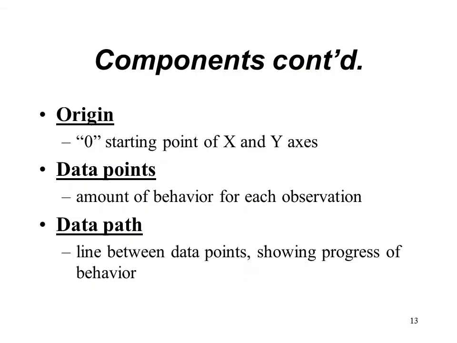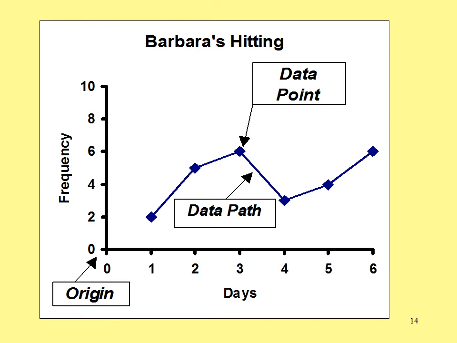Some other components. The origin is the starting point for the 2 axes. So it's the point in the corner where the x-axis and y-axis meet. The data points are the individual totals of behavior per unit of time, so it would be the number of times or the amount of time per day. And then the data path, as we indicated, is the lines connecting the data points. And this is just a labeled graph to go over each of those points.